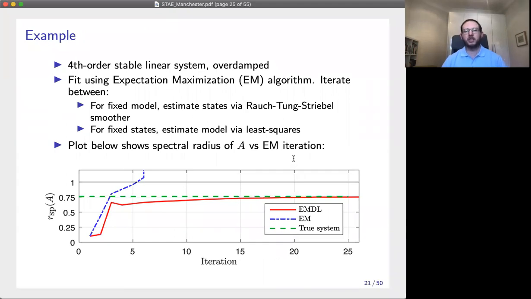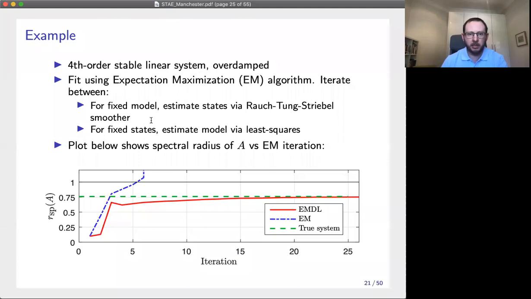And then just as an example, I'll show how we've used this in identification of a linear system. We've applied the expectation maximization algorithm, which iterates between fixing a model and estimating states.